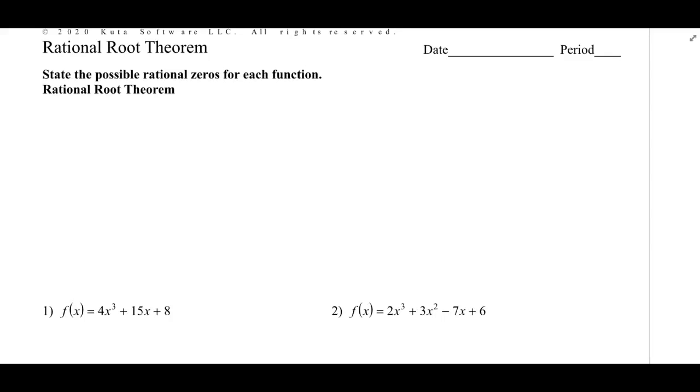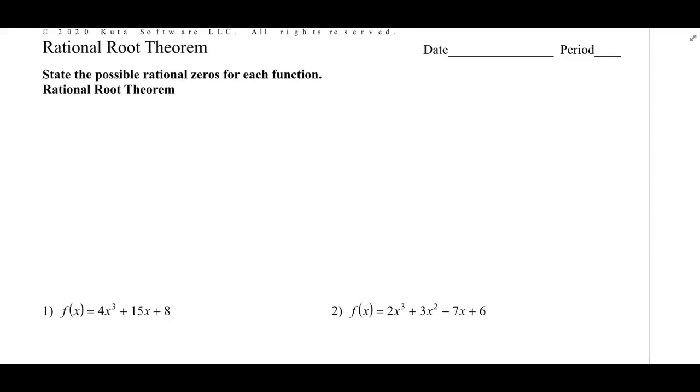The idea here is you list all possible rational zeros. You may have learned this last year. Some people call it the P's over the Q's. And if you take an upper level math class in college, you may also study this theory.